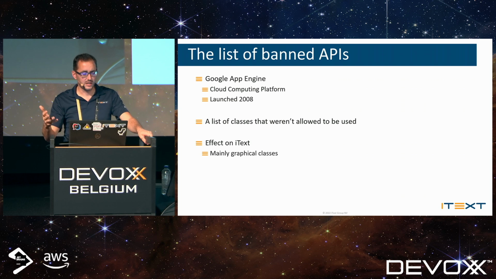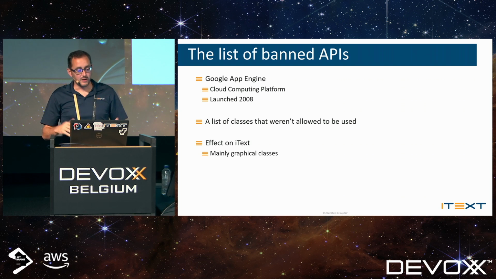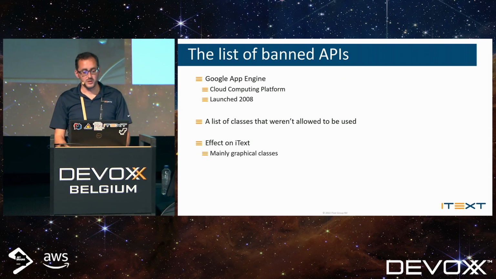I forgot to introduce Google App Engine. So it's a cloud computing platform. Feel free to Google it. It's been around for a long while, but it had its own version, or at least its own slimmed down version of the API, of the Java API.